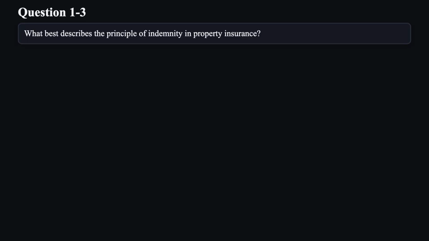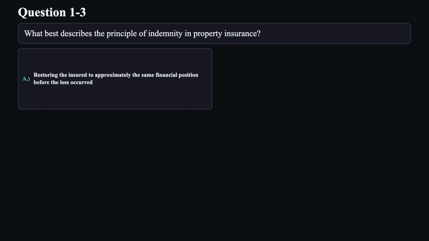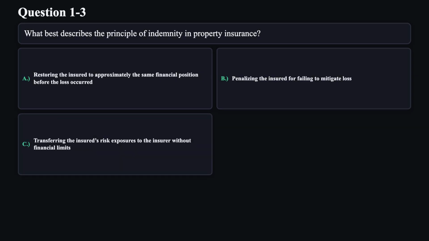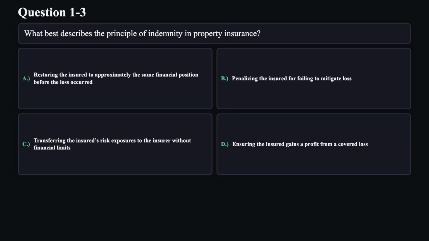Question 3. What best describes the principle of indemnity in property insurance? A. Restoring the insured to approximately the same financial position before the loss occurred. B. Penalizing the insured for failing to mitigate loss. C. Transferring the insured's risk exposures to the insurer without financial limits. D. Ensuring the insured gains a profit from a covered loss.